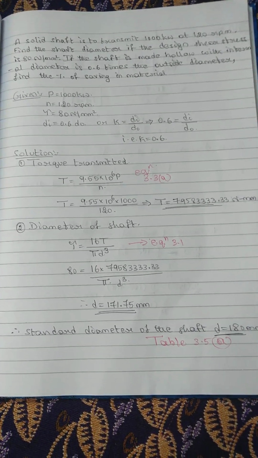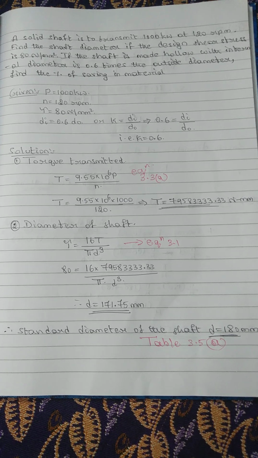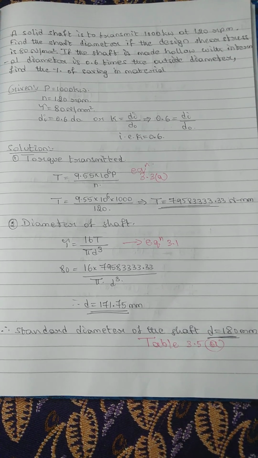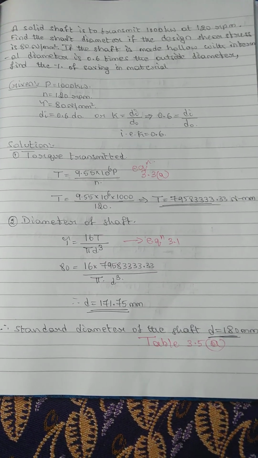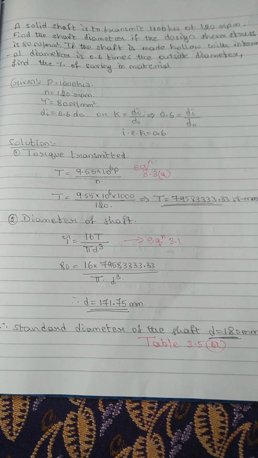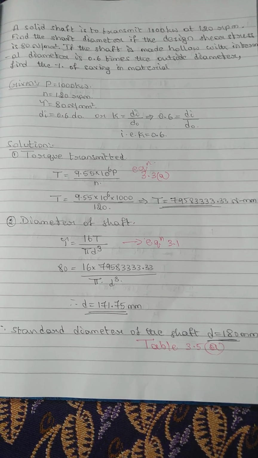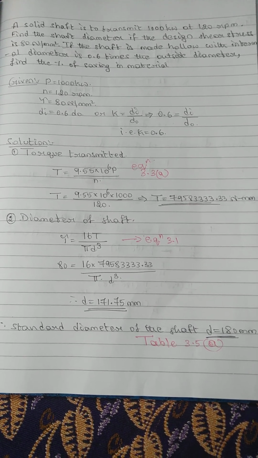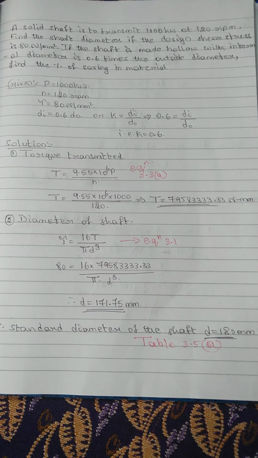Hello friends, this is a problem on design of shaft. Let's start with the problem. A solid shaft is to transmit 1000 kilowatt at 120 rpm. Find the shaft diameter if the design shear stress is 80 newtons per millimeter square.